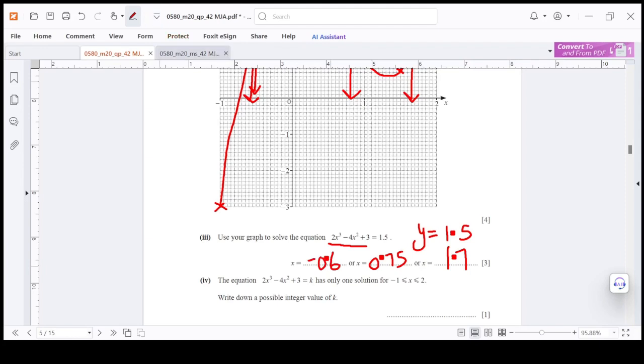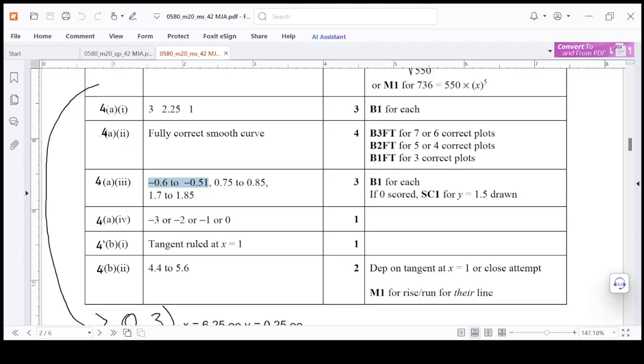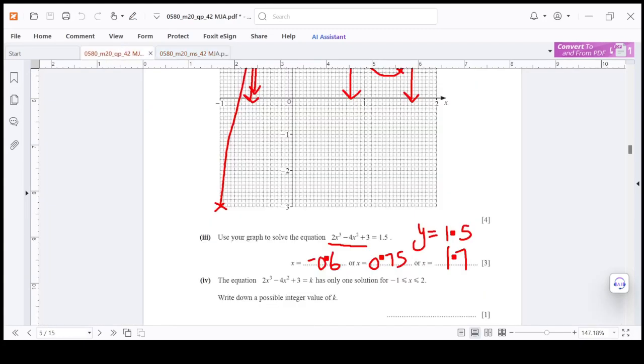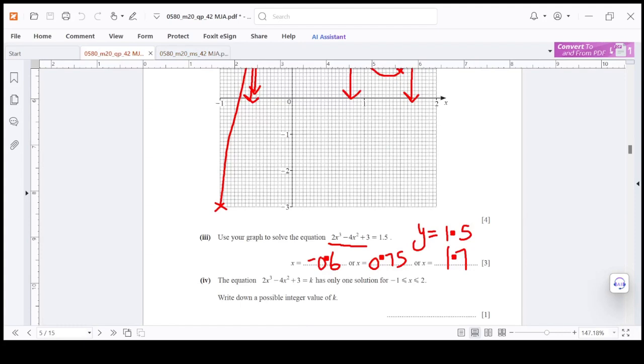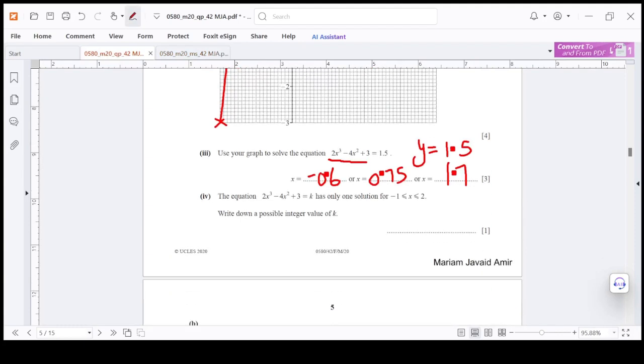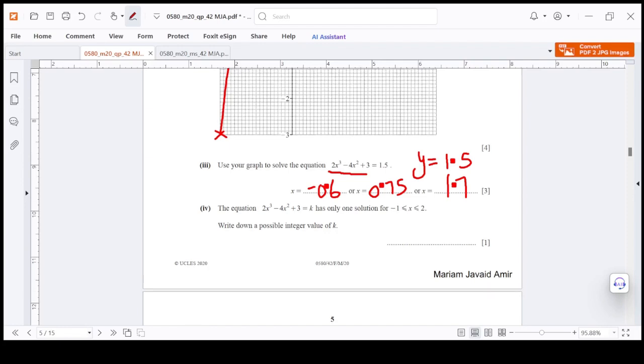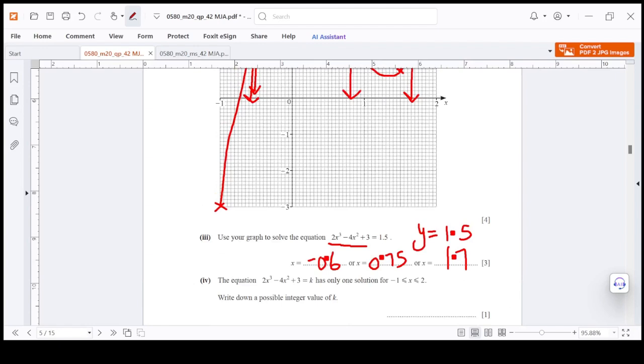Now we're good. The other one is within the given limit, and the last one is also within the given limit. Okay, good to go. The equation 2x cubed minus 4x squared plus 3 is equal to k has only one solution within the given domain of x, minus 1 to 2. Write down the possible integer values of k.